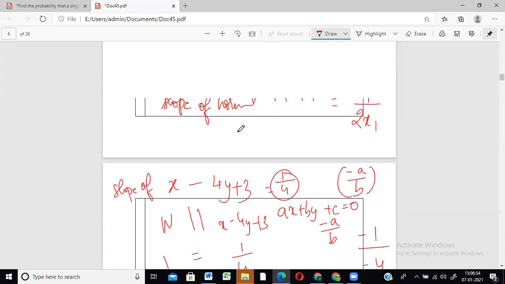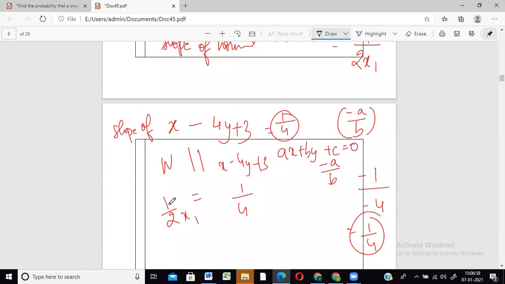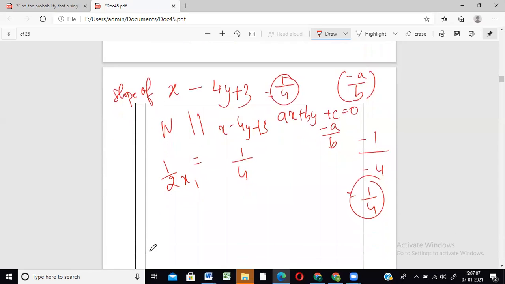So what did we get for that slope? That is equal to 1 by 2x1, correct? So when you equate, now we can easily find the value of x1. I just cross multiply. 4 is equal to 2x1, which gives me the value of x1 as 2.